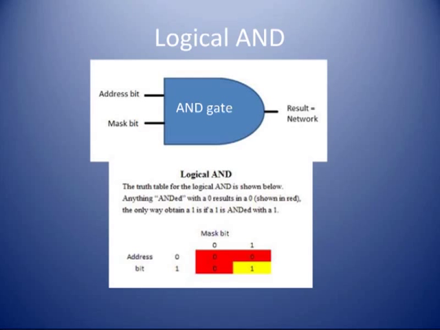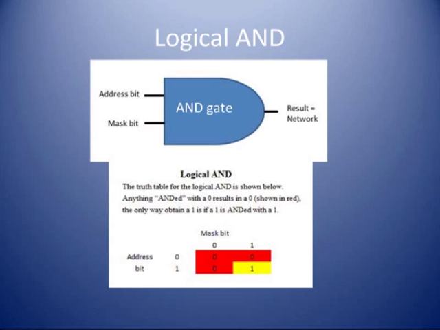Now, this slide here is the logical AND. I have two representations of it. Here's an AND gate. And the reason that this slide is here is because this is the actual logical operation that we use with a mask. So when you have an IP address and you have a mask and you're trying to use the mask to determine what network a particular host is sitting on or what network you're routing to, the logical process that you go through is an AND gate. And so the way that you read this is that we've got an address bit that might be from the network and then the mask bit from the subnet mask. You AND those two together and then you get the result.